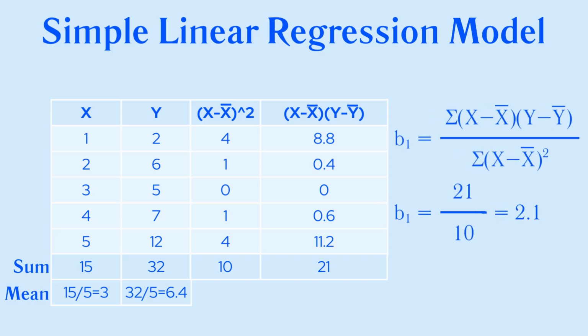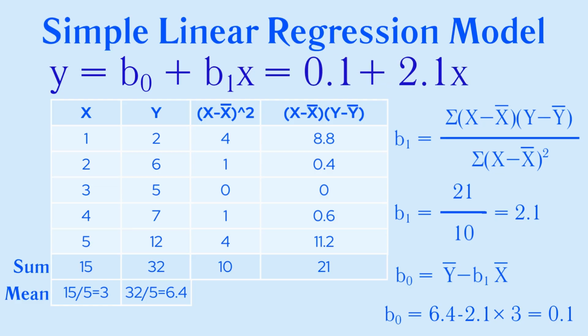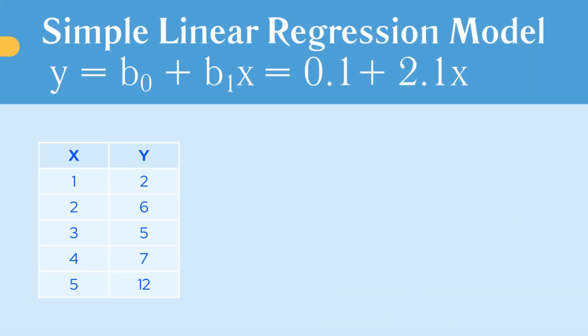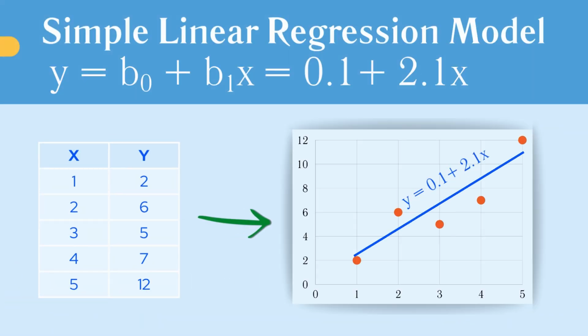the squared x deviations. Thereafter, we will calculate the intercept by subtracting the product of the slope and the mean of x from the mean of y. Finally, we will insert these values into the regression model equation. The calculated regression line equation is y equals 0.1 plus 2.1x.